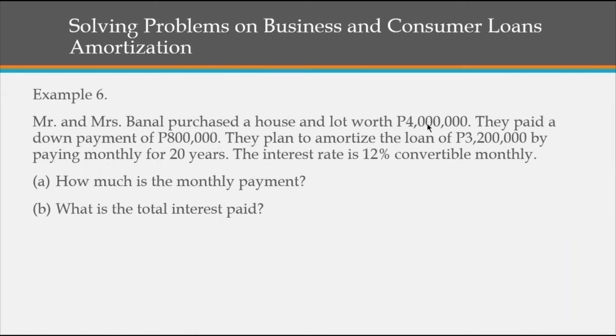Kasi di ba, ang worth ng binayaran ko ay 4 million and nag-down payment ng 800,000. So may natitira pa na kailangan bayaran na 3,200,000. Ang plano nila Mr. and Mrs. Banal, monthly payment yon na babayaran for 20 years. Siyempre may interest rate ka na 12%.